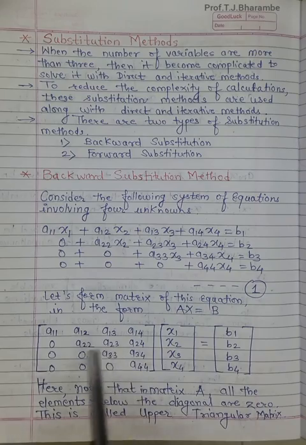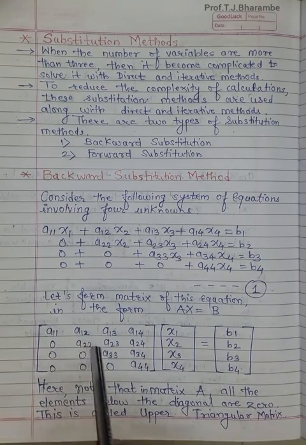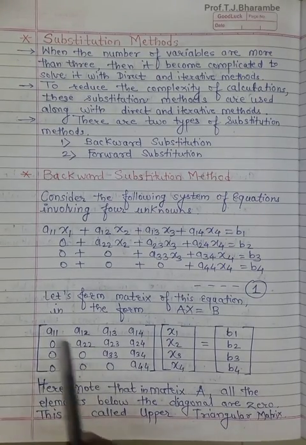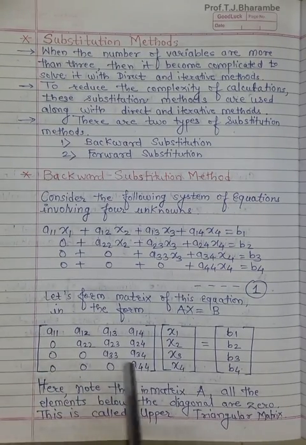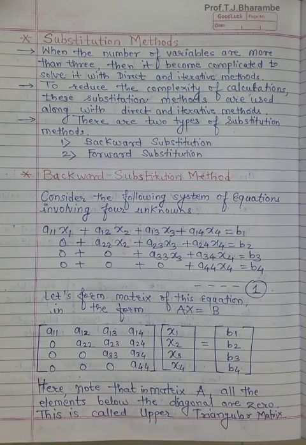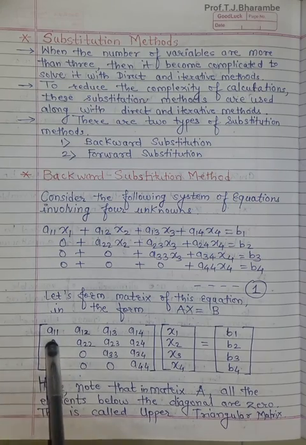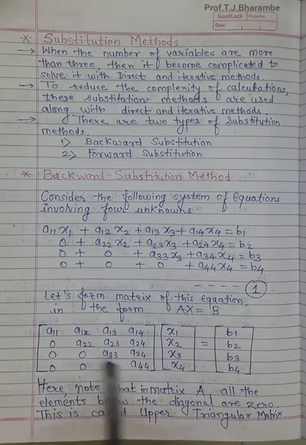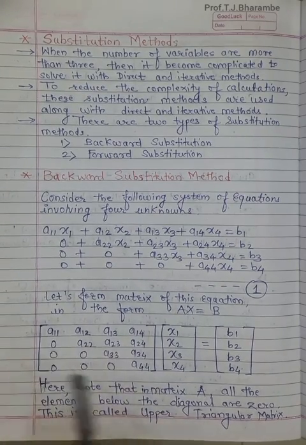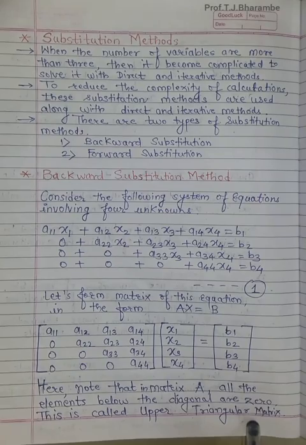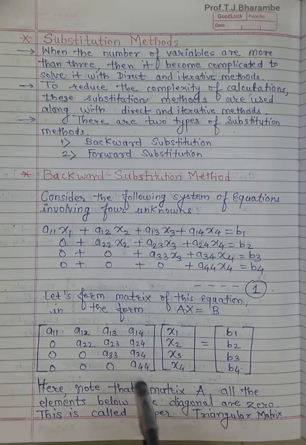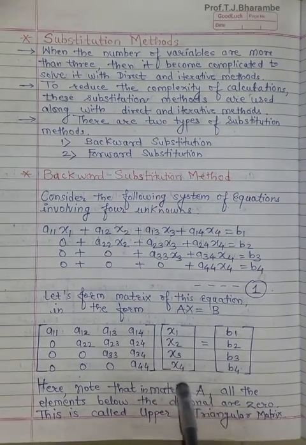In matrix A, all the elements below the diagonal element are 0, therefore it is called an upper triangular matrix. The diagonal elements here are a11, a22, a33, a44, and below them all the elements are 0. So this is called an upper triangular matrix. Now we have to find the values of these unknowns.